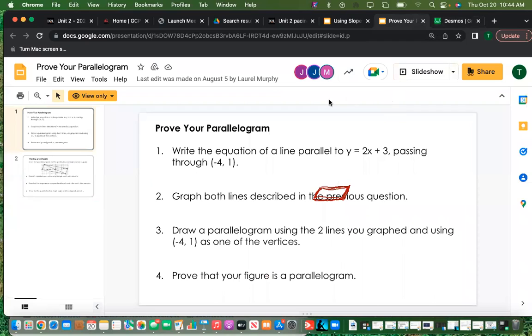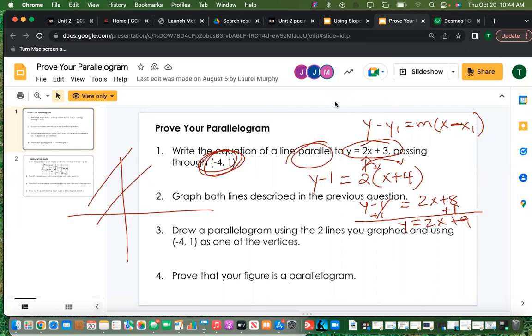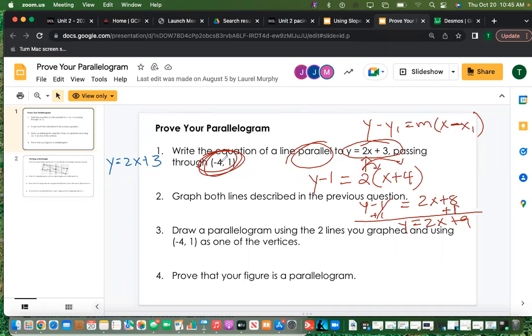Another way you could have done this, and I'm just going to go back in case nobody finished writing. This is the way I kind of do it. If I were to take this equation right here, and plug in -4 for x and 1 for y. That's going to be 2 times -8, which is -16, plus 3 is -13. And then we got a 1 on the other side, so that's going to be 14.